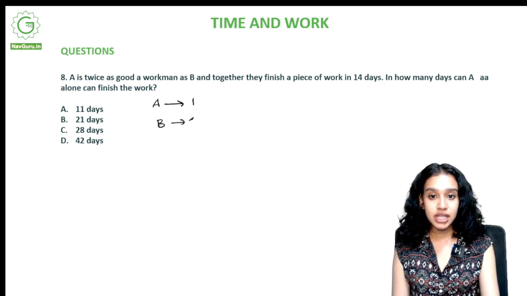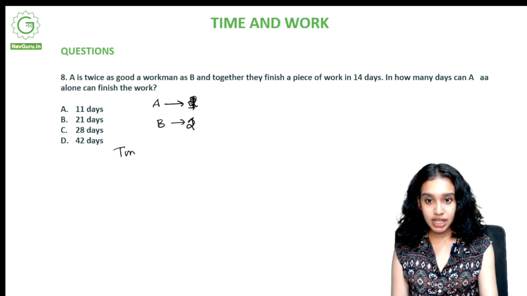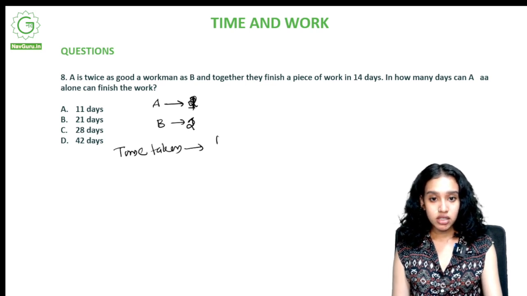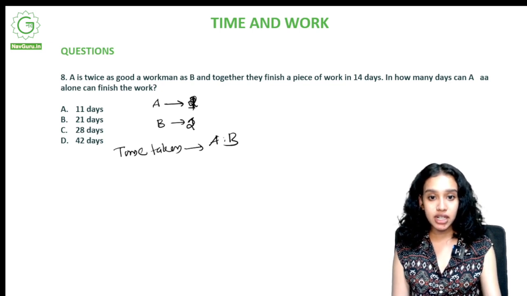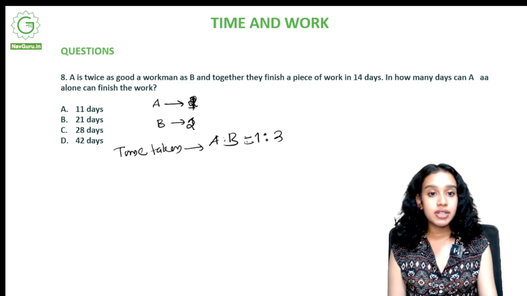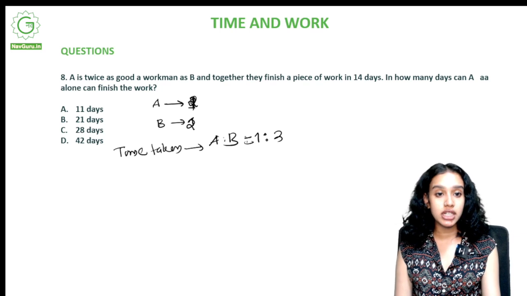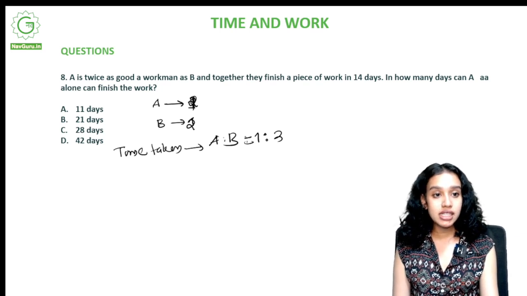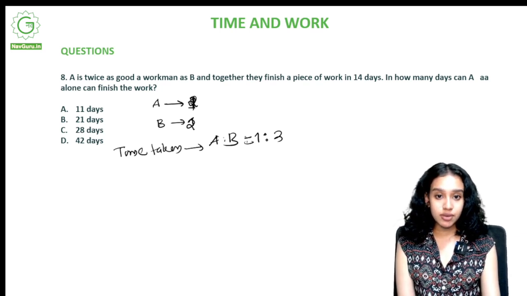So if B is taking two, the time taken for them to complete the work, A is to B, since A is twice as good as a workman, would be 1:2, right? And together they finish a piece of work in 14 days. So how many days can A alone finish the work?